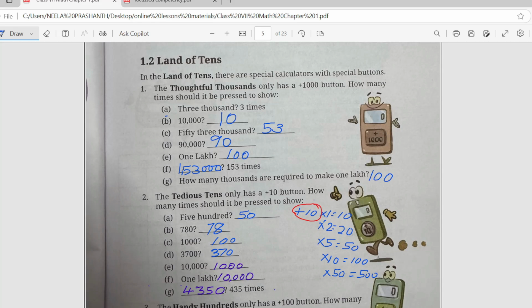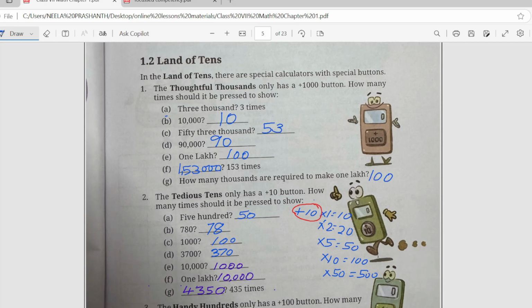If you click the button 153 times, you will get the number 153,000. In other words, we can read this as 1,53,000. How many thousands are required to make 1 lakh? So we have already arrived at the answer in question E. 1 lakh, we need 100,000. So how many thousands make 1 lakh? 100 thousands make 1 lakh.